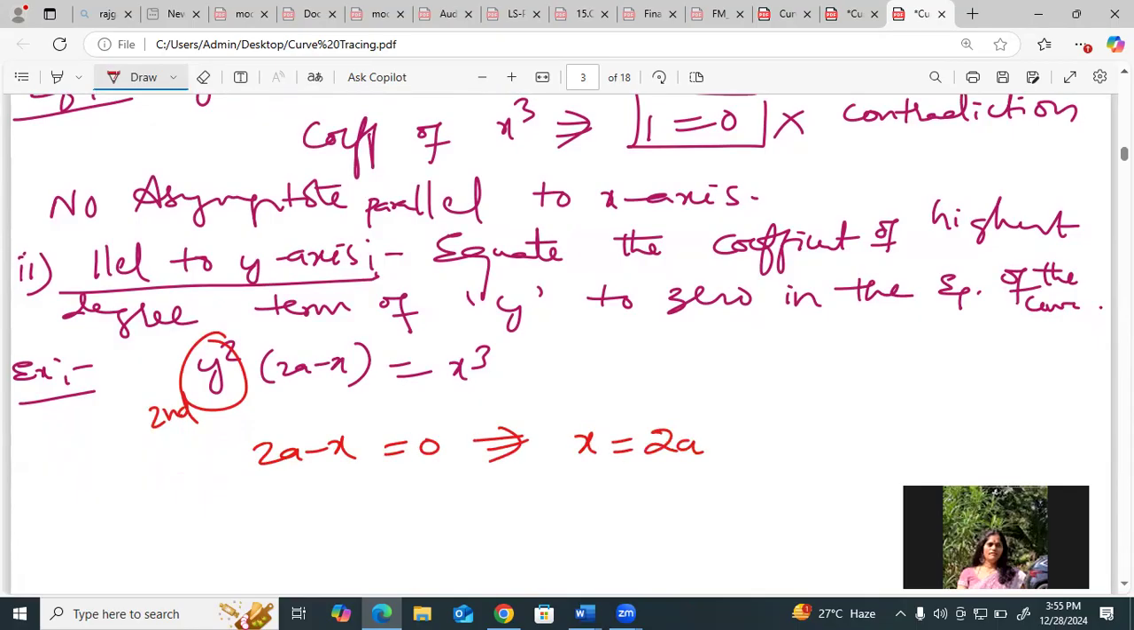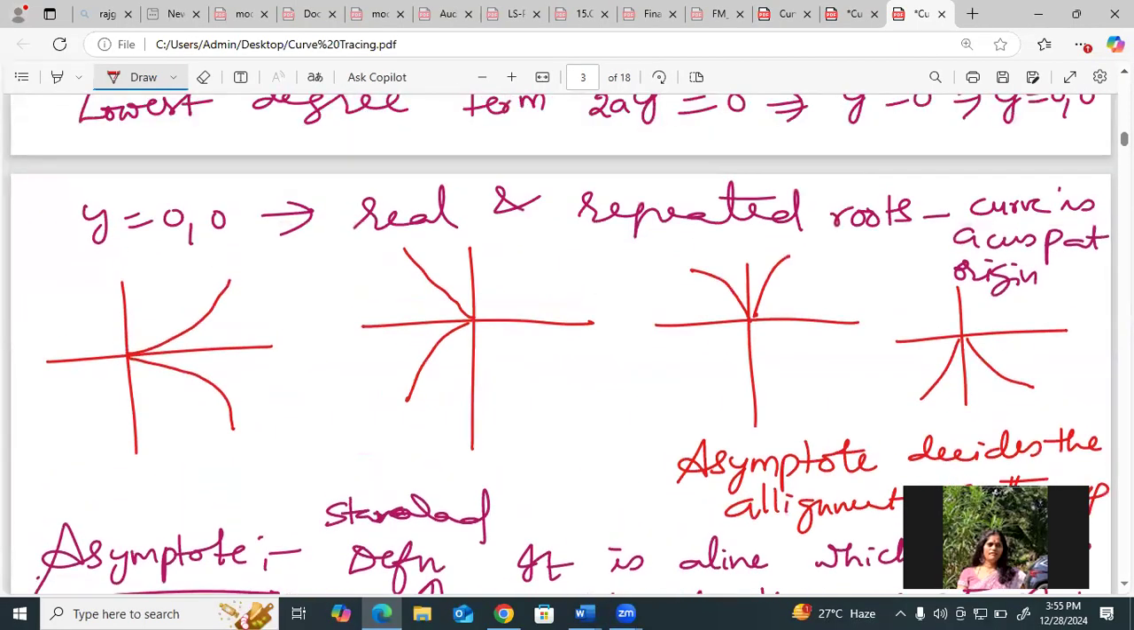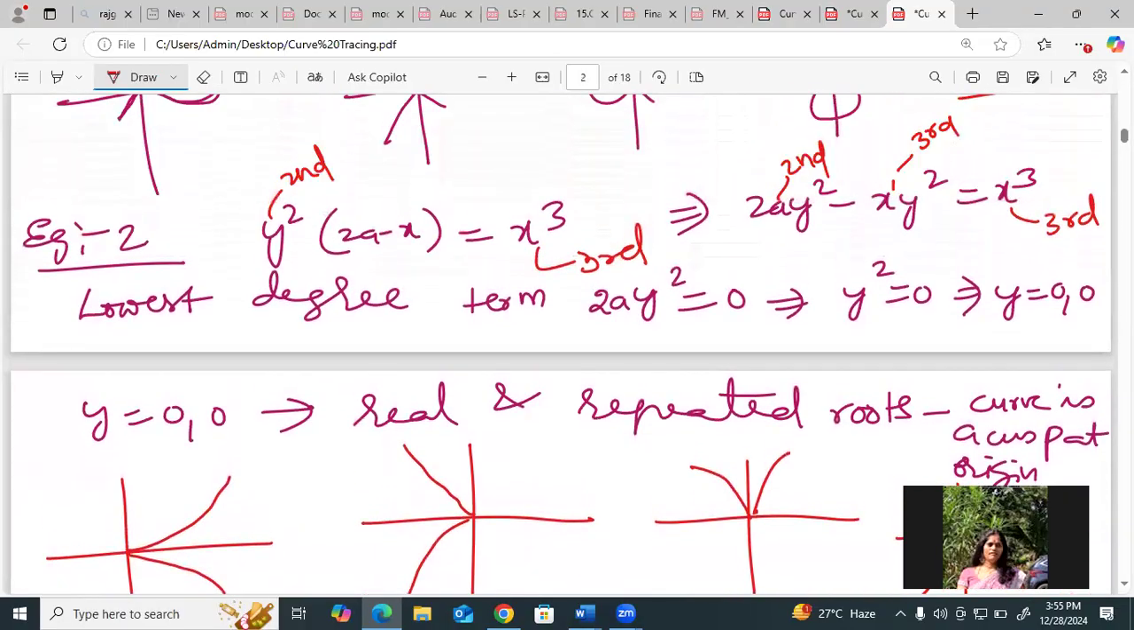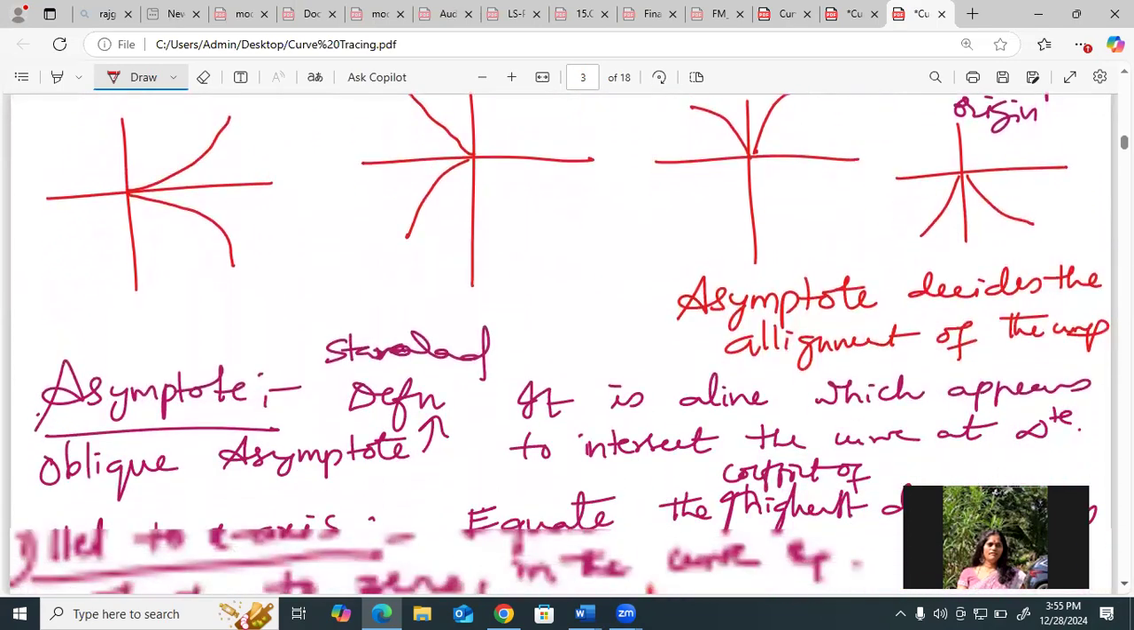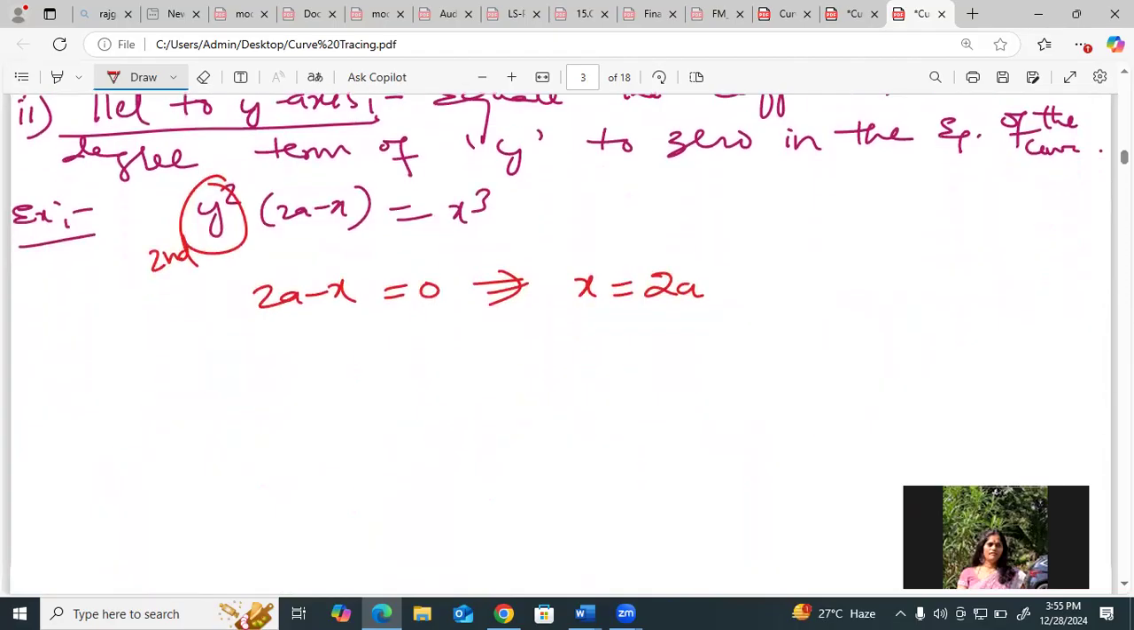Now see, there are some things I have already found about this curve. First, this curve passes through the origin. Second, this curve has a cusp, because at the origin it has real and repeated roots. So I can easily draw the curve now. Please see the graph of the curve.